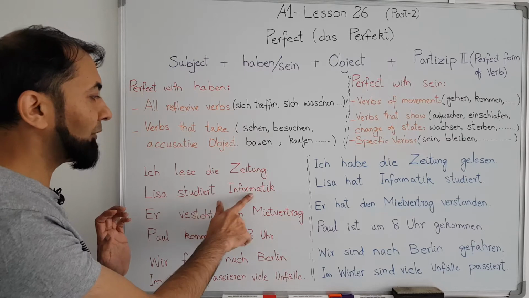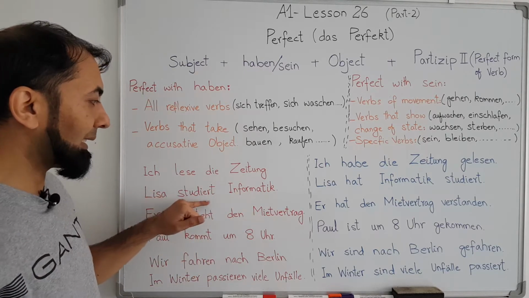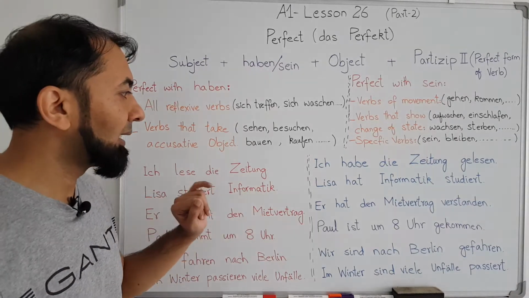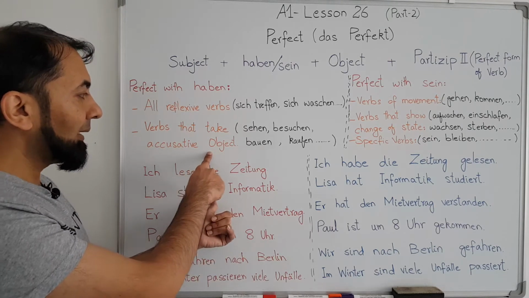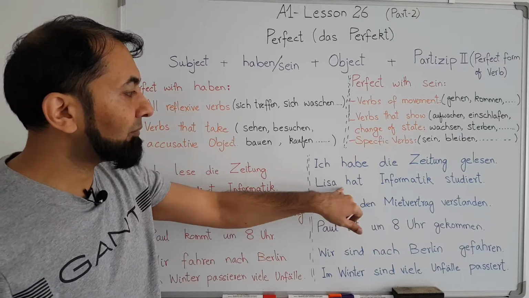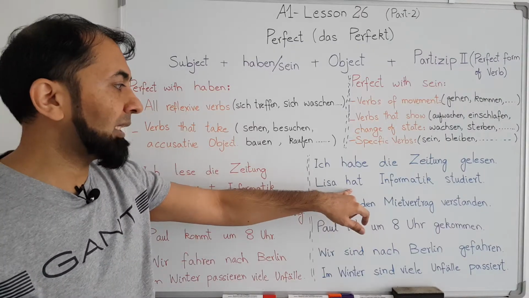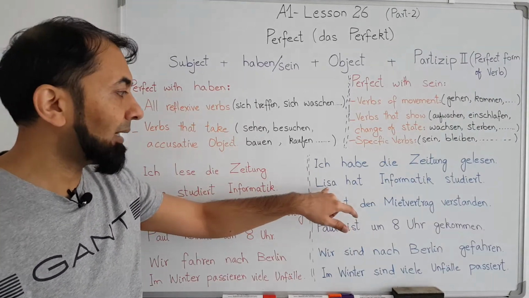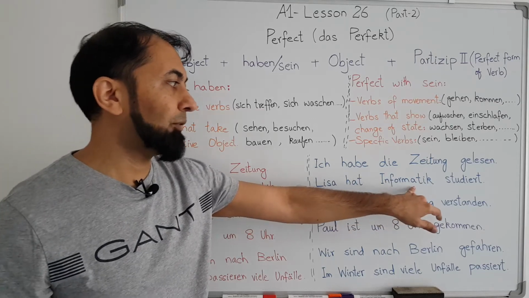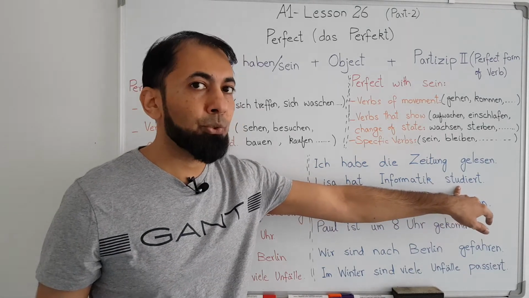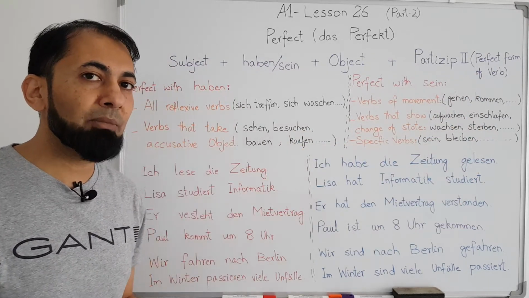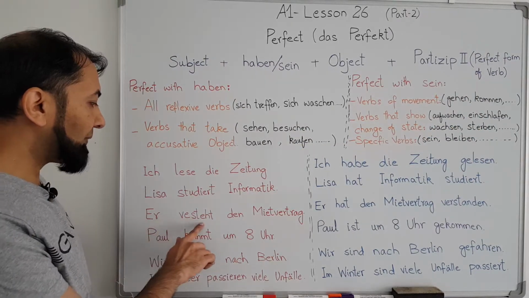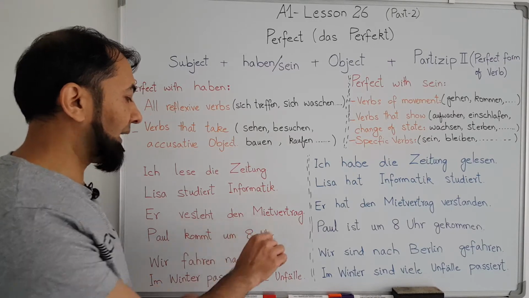Lisa studiert Informatik. Lisa studies computer science. Now here again this will come under this category. So we will use the haben verb and we will conjugate it with respect to the subject, which is Lisa. Lisa hat Informatik studiert. Studiert is the Partizip zwei of studieren. Studieren means to study.